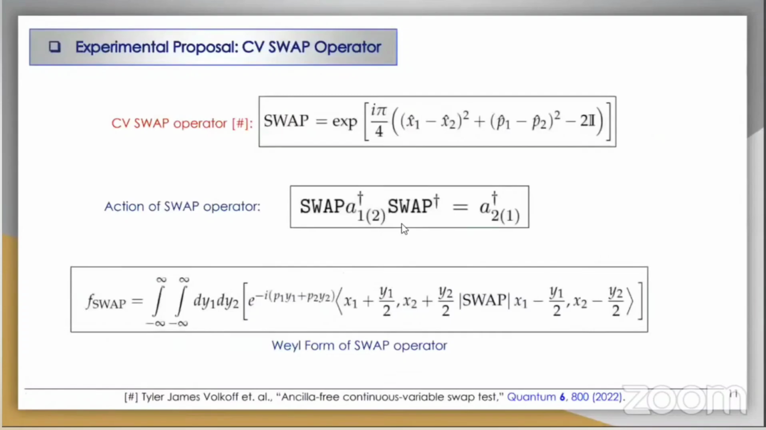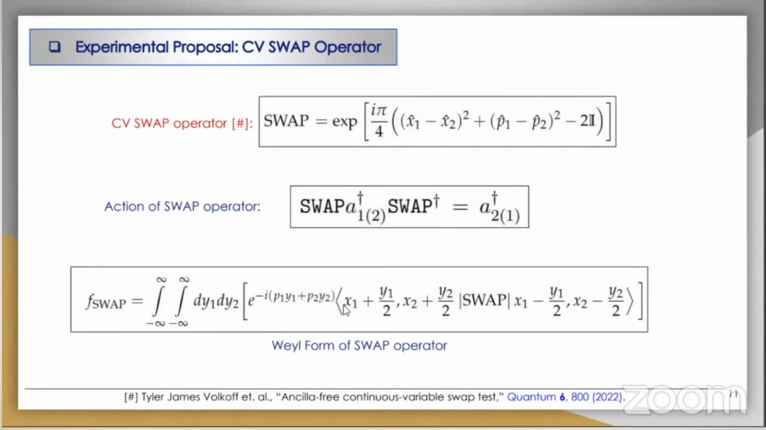Now, the experimental proposal. The continuous variable swap operator has recently been proposed by Volkov in 2022. And it looks like this. They represented it using the creation and annihilation operators, but it can be written using the quadratures. How it operates is that it just swaps the creation operator from mode 1 to mode 2, and the action is clearly written here. Now, to use the swap operator in the Wigner function formulation, we need to use the Weyl form of that operator, and that is given by this expression.